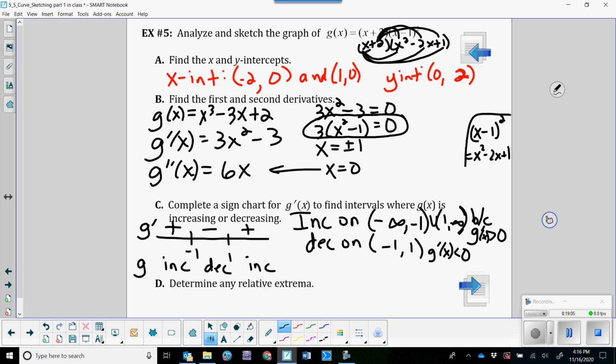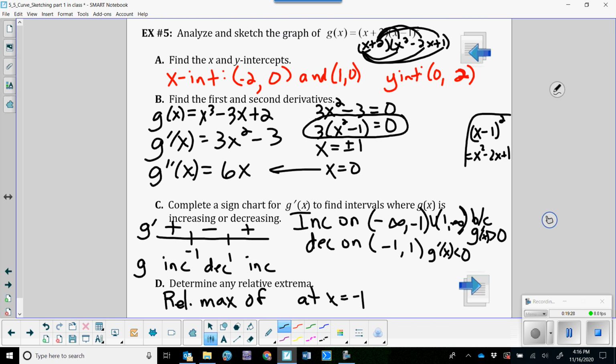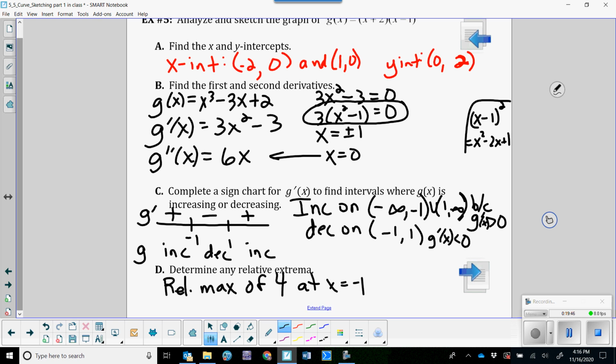Okay, determine any relative extrema. Well, because I already have it on my chart here, it's pretty simple to see. If I change from increasing to decreasing, I'm going to have a relative max of something at x equals negative 1. So if we go plug that into the original function way at the top, which I've now got stuff written all over where I was doing my distributing. If I plug in negative 1, I'll have negative 1 plus 2, which is 1. Negative 1 minus 1 is negative 2, squared is 4. So I'm going to end up with a 4 relative max.